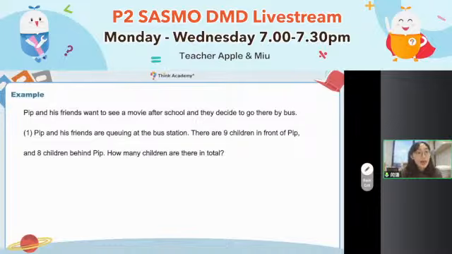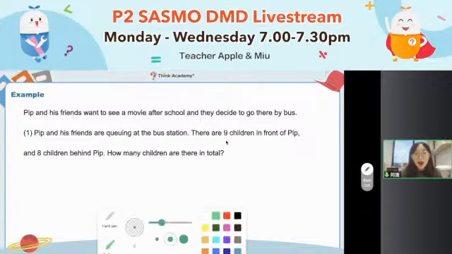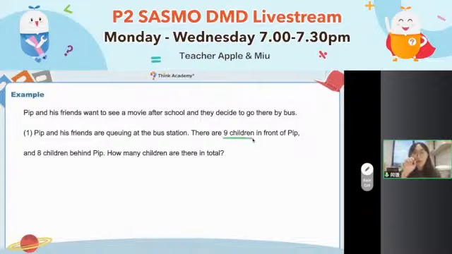Pip and his friends want to see a movie after school and they decide to go there by bus. Question 1. Pip and his friends are queuing at the bus station. There are 9 children in front of Pip and 8 children behind Pip. How many children are there in total? Can you have a try?